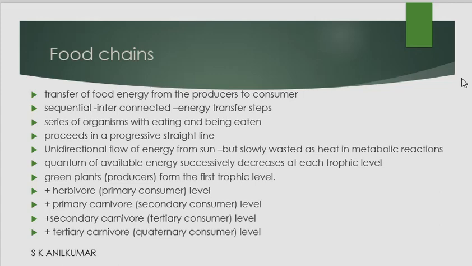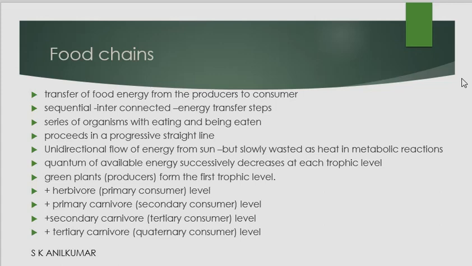It is sequential and interconnected. From the plant, it directly does not go into the lion. From the plant, the energy has to go to maybe a goat. From there, it has to go to the lion. So it is sequential and it is interconnected. If there is no goat, the lion will not get its food.